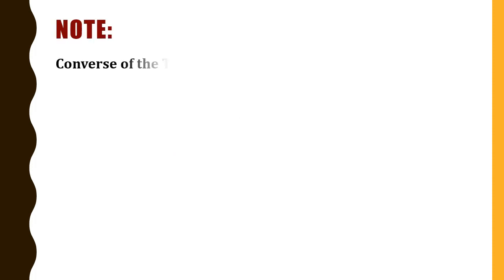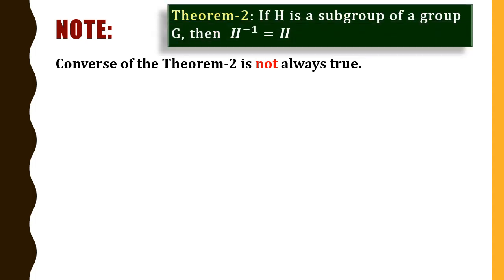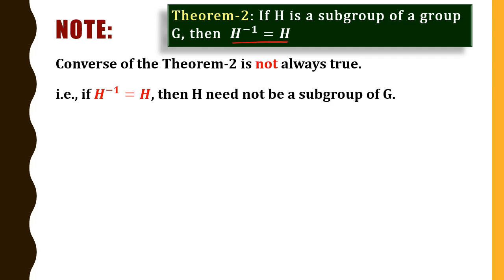Okay, note that the converse of theorem 2 is not always true. What is theorem 2? If H is a subgroup of G, then H inverse is equal to H. What is the converse? If H inverse is equal to H, then H is a subgroup of G. This is the converse of theorem 2. But what we are saying here is that the converse of theorem 2 is not always true. That means if H inverse is equal to H, then H need not be a subgroup of G. How can we say that?